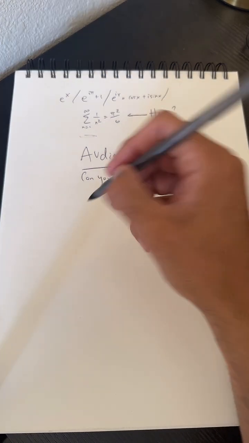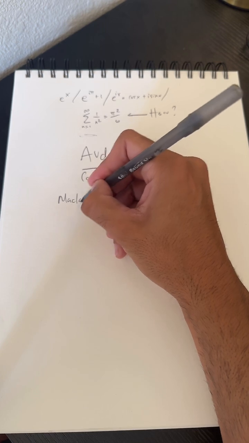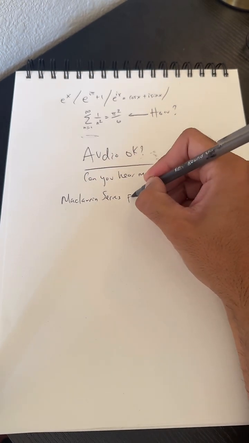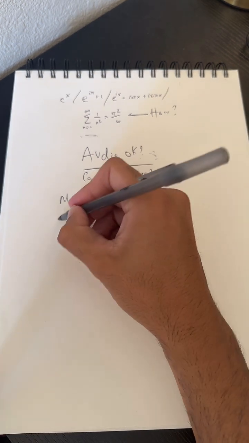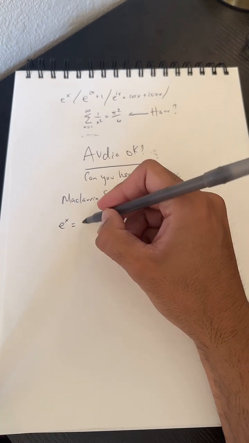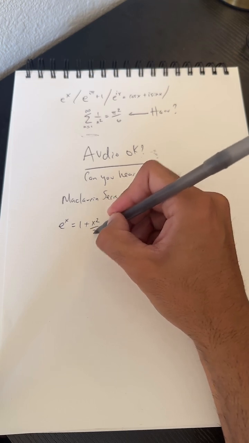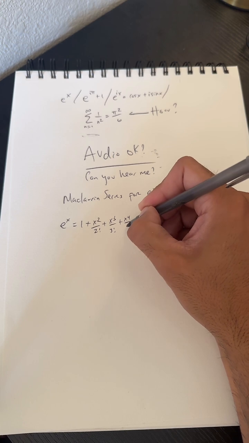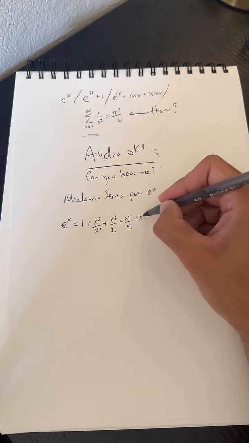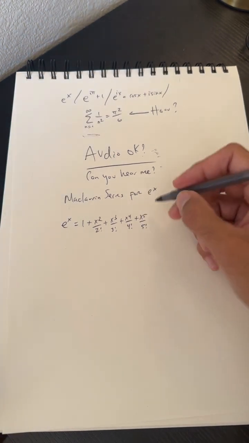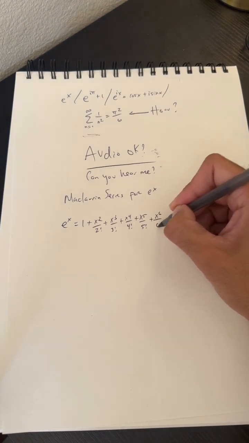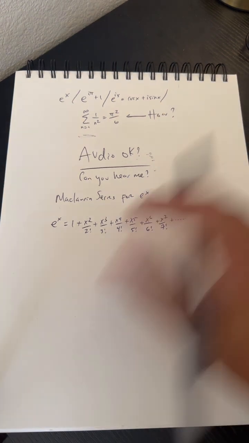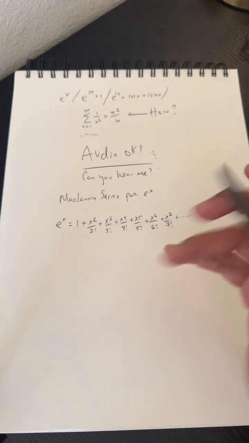Let's start off with the Maclaurin series for e to the x. If you recall, e to the x is 1 plus x plus x squared over 2 factorial plus x cubed over 3 factorial plus x to the 4th over 4 factorial plus x to the 5th over 5 factorial. I'm going to write this a couple times: x to the 6th over 6 factorial plus x to the 7th over 7 factorial, and so on.